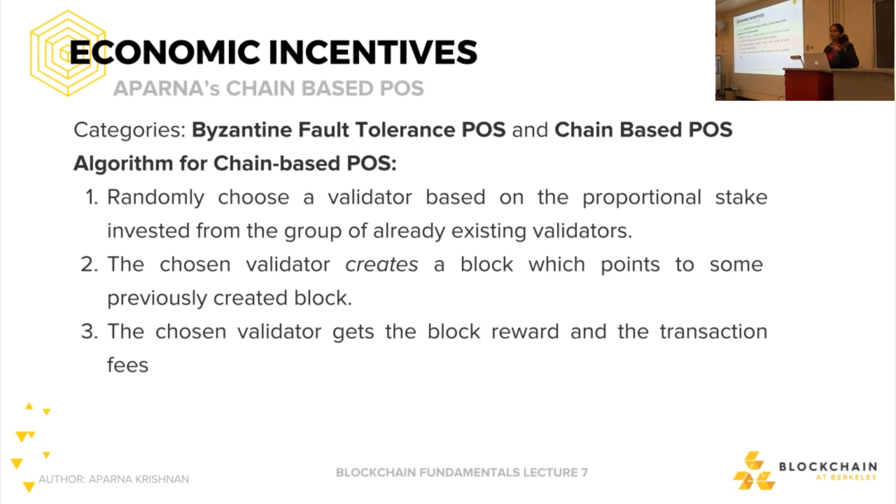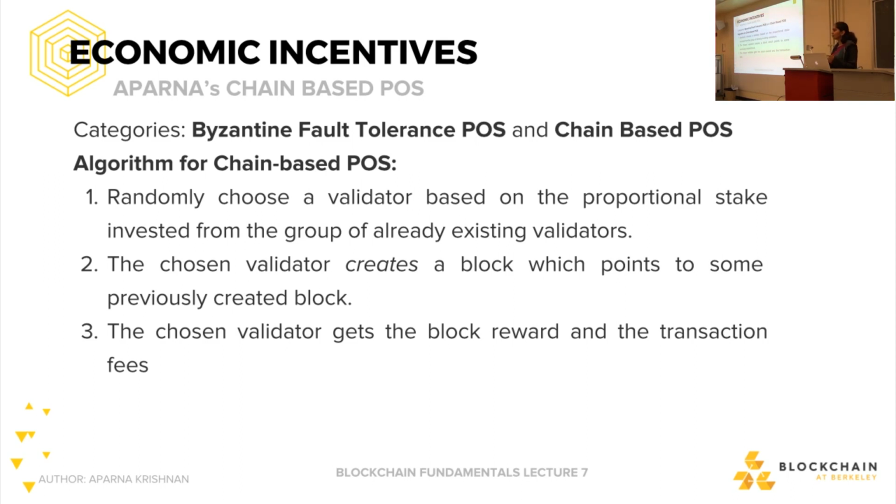So there are 2 kinds of proof of stake systems. One is the Byzantine fault tolerance proof of stake, and another is a chain-based proof of stake. Without worrying too much about the terminology, we'll understand how each of these works and what makes them different. So here's a very simplified version of a chain-based proof of stake, which I call Aparna's chain-based proof of stake. And the process is pretty much these 3 steps. The first is you choose a validator from your existing group of validators. And this is weighted on all the stake that all the people in the network have invested.